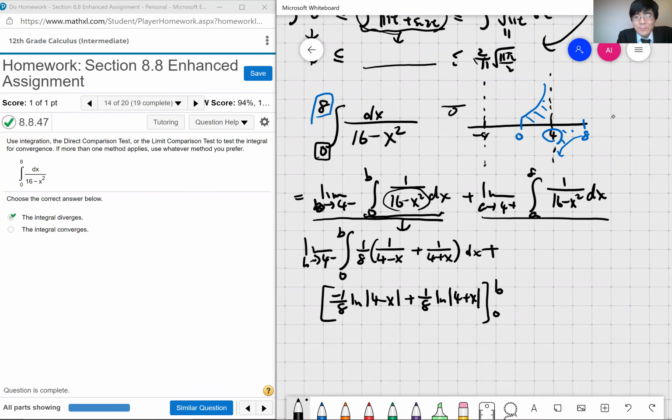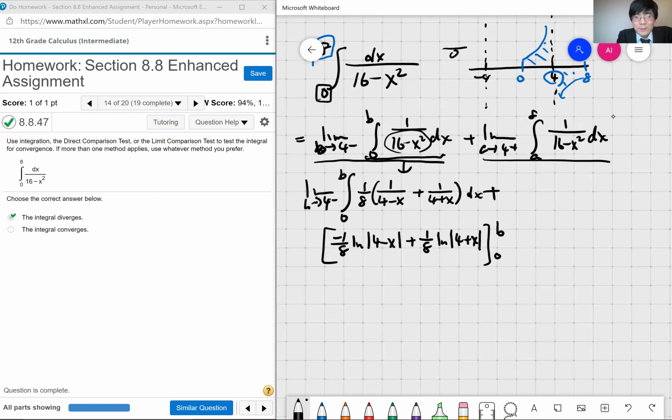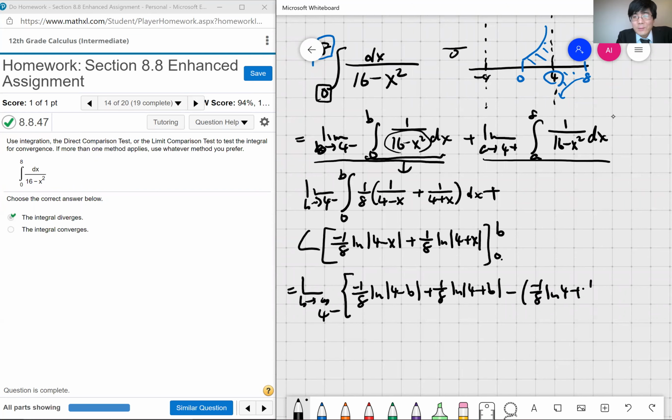And you plug in 0 and b. So that's going to be, here's the limit as b approaches 4 from the left. You plug in b, it's going to be negative 1 over 8 ln of 4 minus b plus 1 over 8 ln of 4 plus b. And when you plug in 0, it's going to be negative 1 over 8 ln 4 plus 1 over 8 ln 4. So that's gone. You can do similarly here.